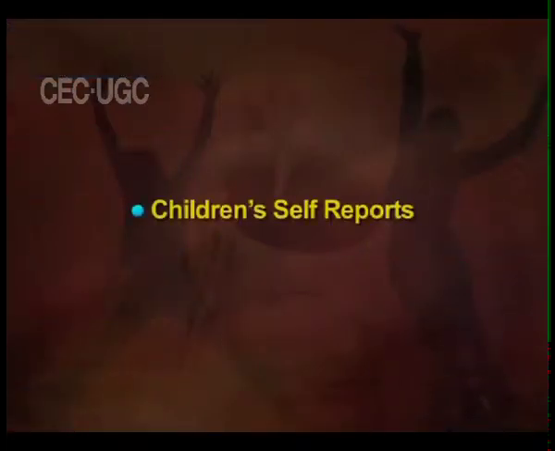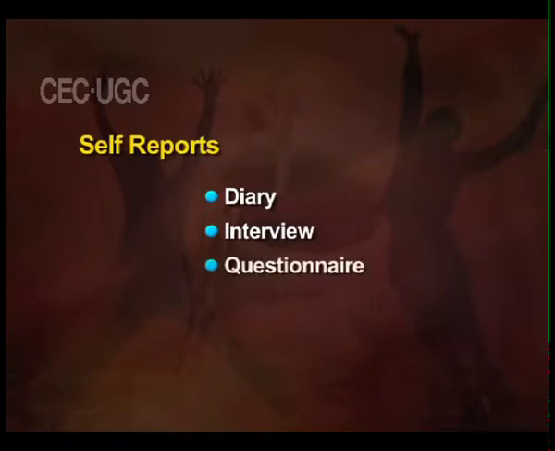First, we have the children's self-reports. A self-report is the information that a person provides about himself or herself by answering a set of questions devised by a researcher. Self-reports are the only way to obtain information about children's feelings and their unique perspectives on their lives. There are many ways of obtaining a self-report, and these include diary, interview, and questionnaire.